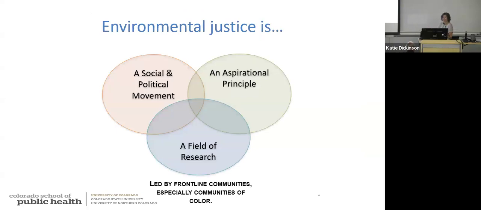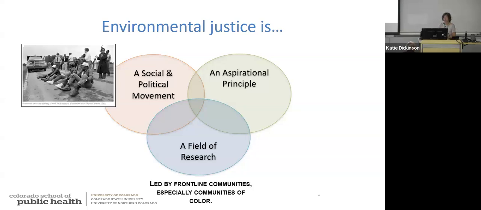So when I think about environmental justice, and I think we've touched on a little bit of these themes, environmental justice is a social and a political movement. It's an aspirational principle that we're working towards, and it's a field of research. In all of these aspects, defining environmental justice and moving it forward is work that's been led by frontline communities, and especially communities of color, that have had the front row seat to looking at what environmental injustice looks like. And from that vantage point, they also have the best view of what it's going to take for us to actually achieve justice for all communities.